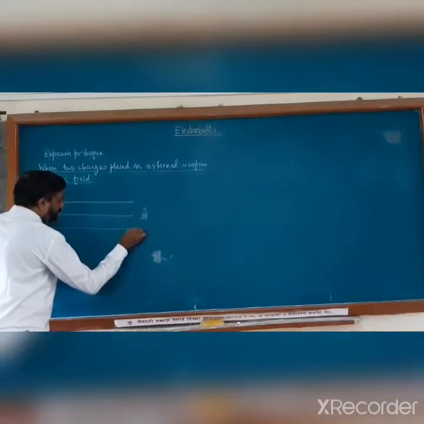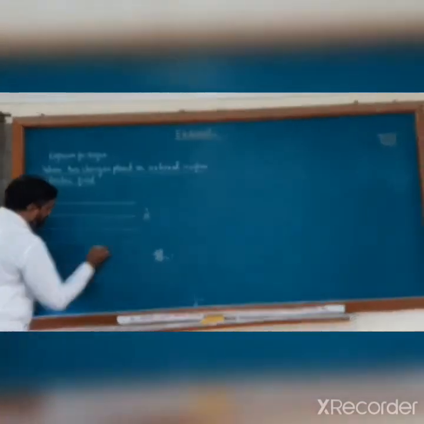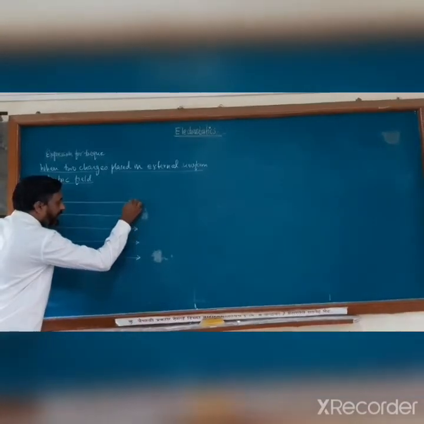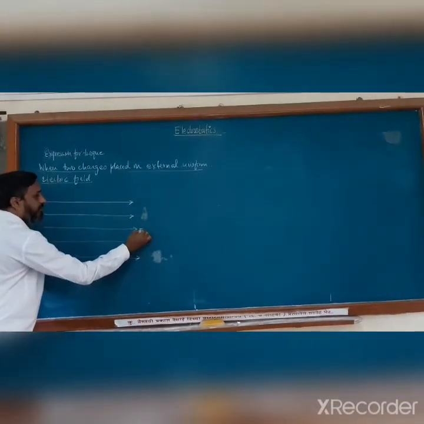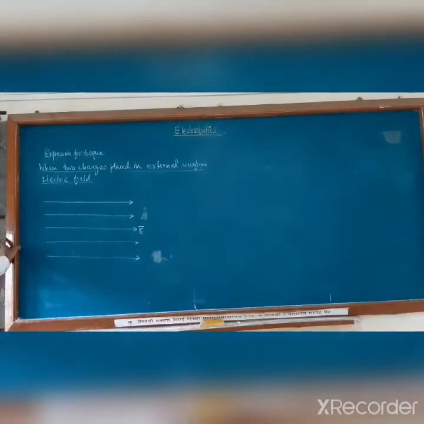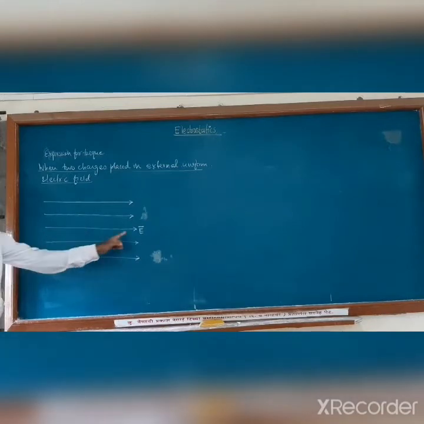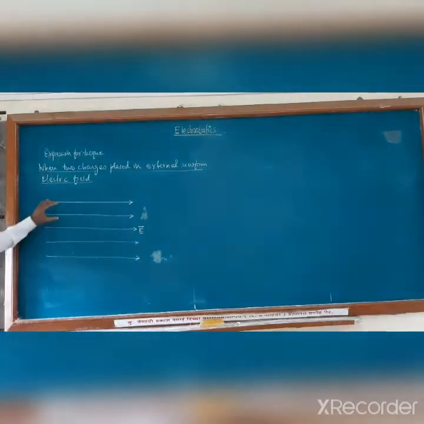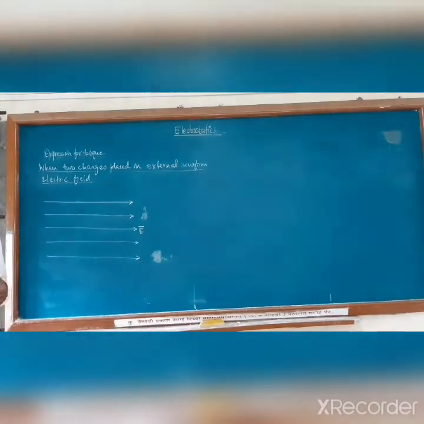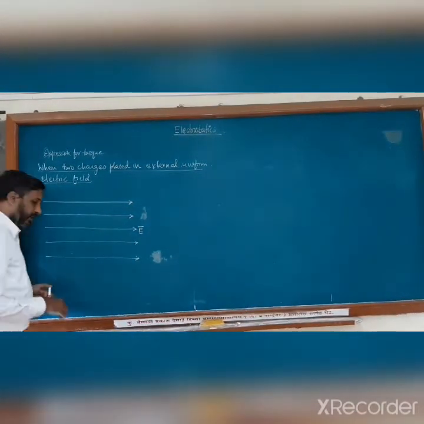So I am drawing parallel lines. This is my uniform electric field. Parallel lines indicate the electric field is uniform. The strength of the field is expressed in terms of electric intensity, which is a vector. So this is my direction of electric intensity. The spacing between all lines is the same, so it is parallel, so it is a uniform electric field or uniform electric intensity.